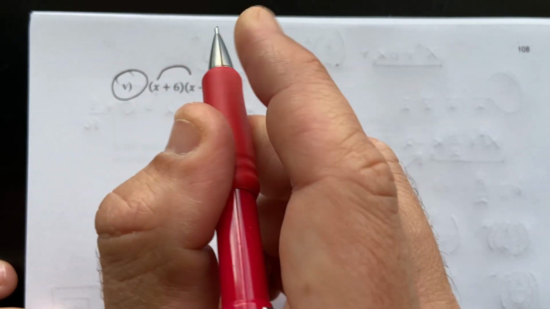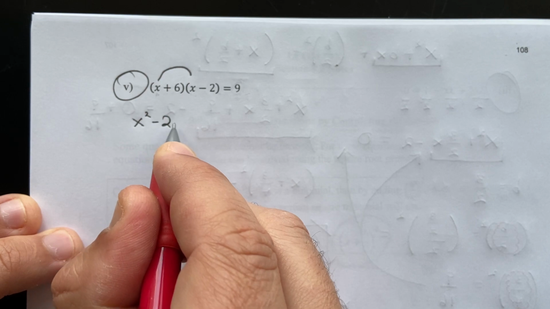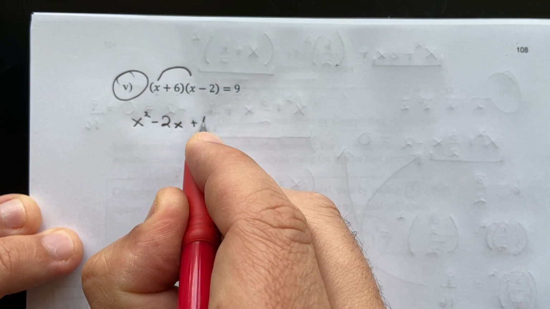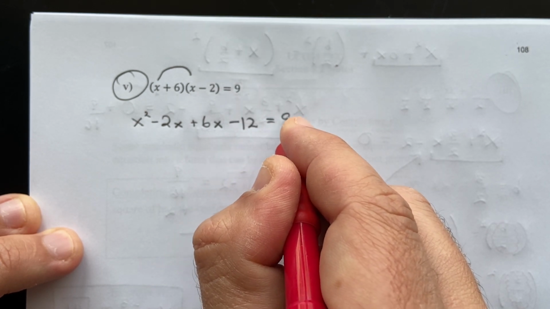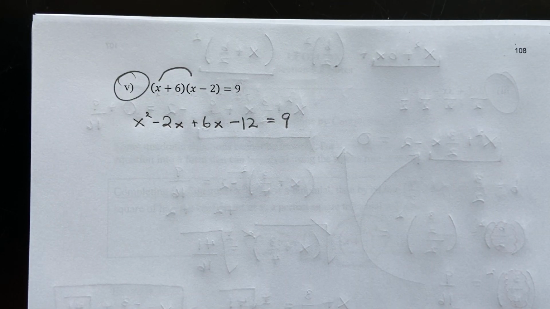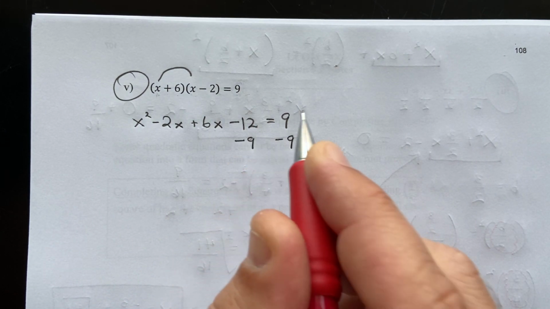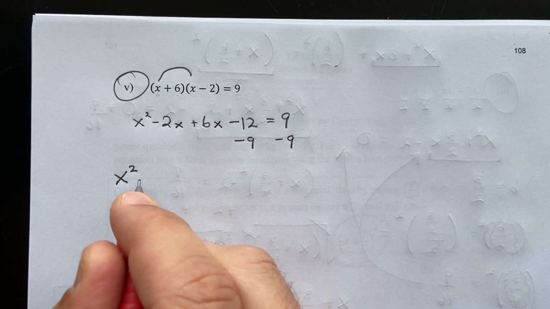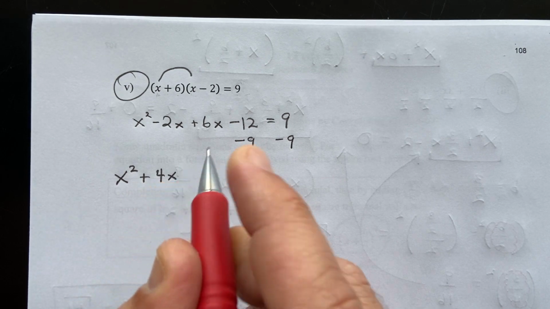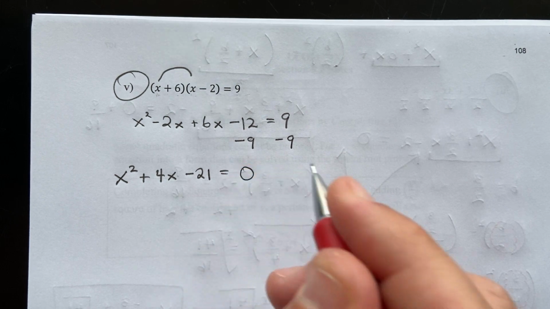What I'll try is FOIL. X times x is x squared. X times -2, -2x, 6 times x, plus 6x. And then the last term we have a -12. This all equals 9 still. So I'll subtract over this 9, perhaps. So I'm getting x squared plus 4x minus 21 equals 0.